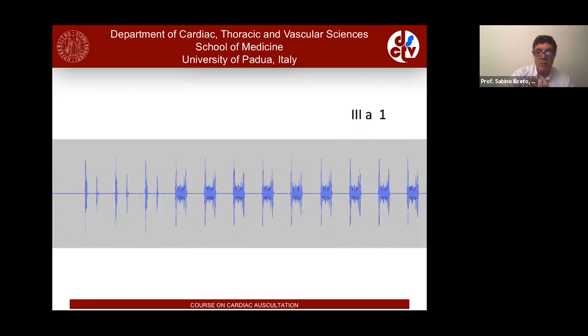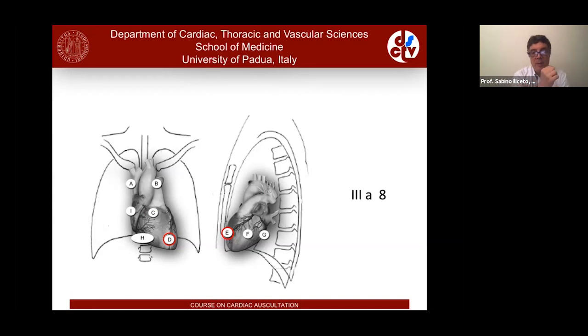Okay, so let's move to another example. As you will see in this lesson, D will always be present because it's the mitral area, and all the regurgitant murmurs are systematically appreciated on the apex area. Then it can happen that they are irradiated, as in this case. So this case is irradiated through the axilla.